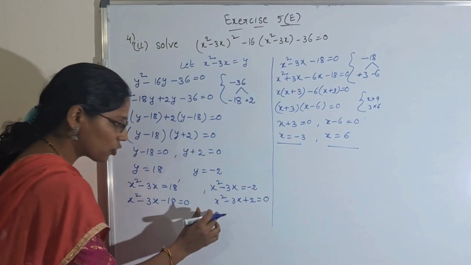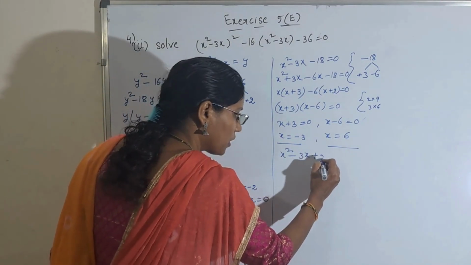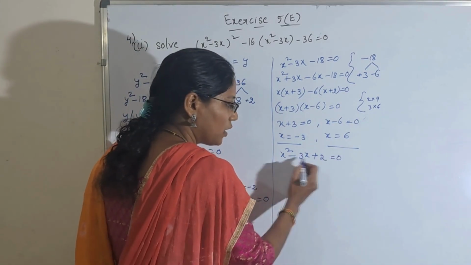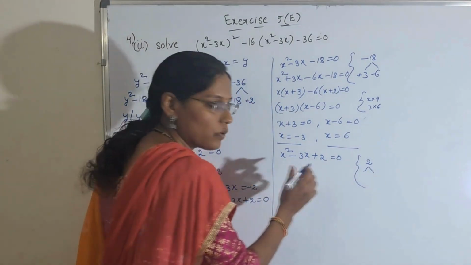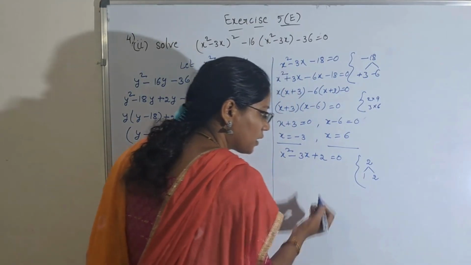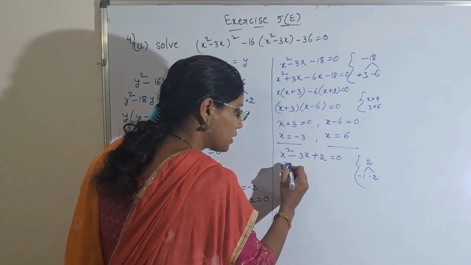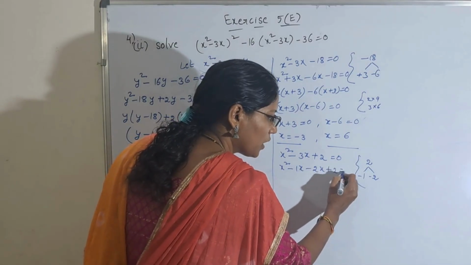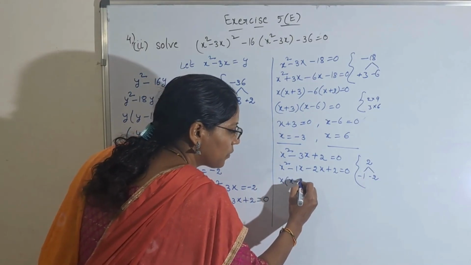Here the next equation, x square minus 3x plus 2 equal to 0. First term and last term we have to multiply: 1 into 2, product is 2. Sum is minus 3. 2 and 1 we can take, 1 and 2 also. Here minus 3 we need: minus 1 minus 2. Here x square minus 1x minus 2x plus 2 equal to 0. Here first two terms, what is the common? x is the common, x minus 1.